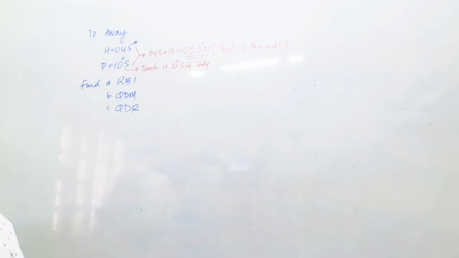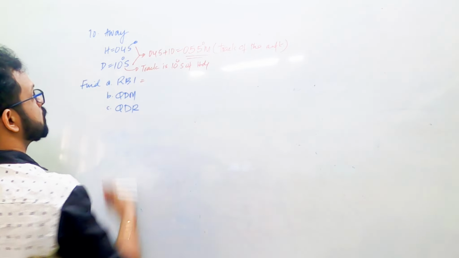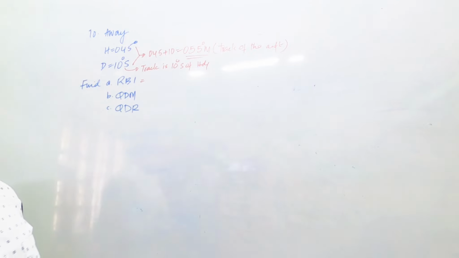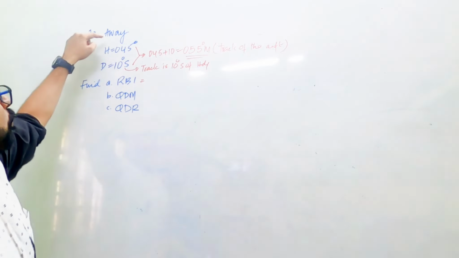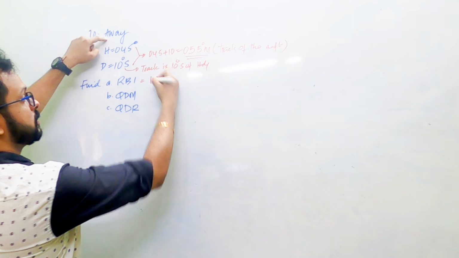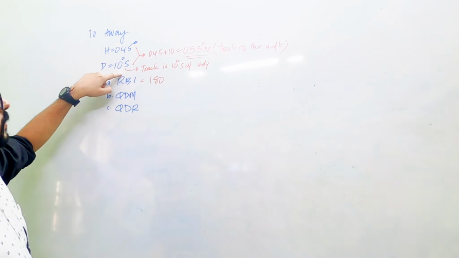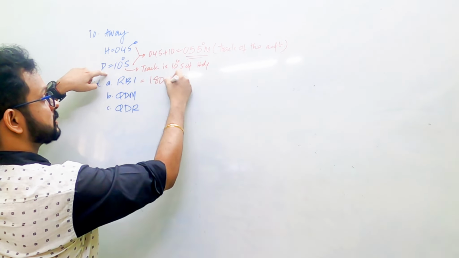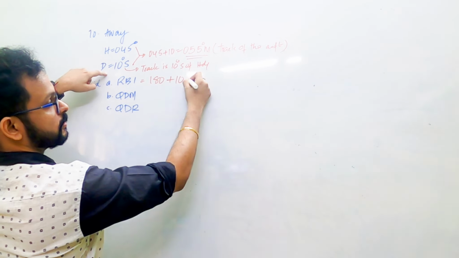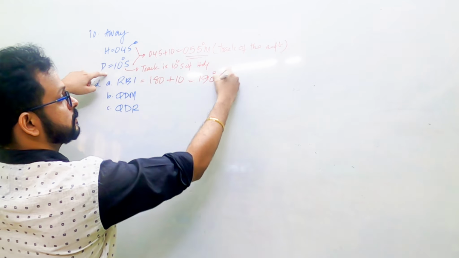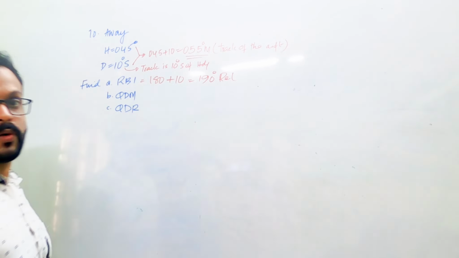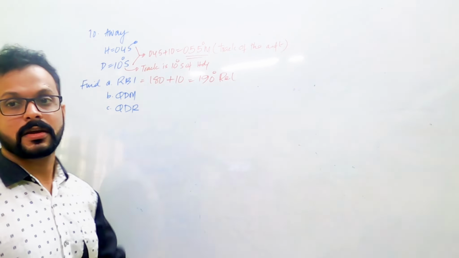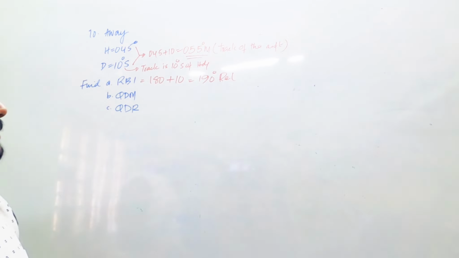Now let's find out the RBI indication. How will you find the RBI indication? Moving away, so it's 180. The reference is 180, plus the starboard drift. Since it is starboard drift, it is plus 10 degrees, which is 190 degrees relative. The NDB is 190 degrees clockwise from the nose of the aircraft. That's 190 degrees relative. Perfect.